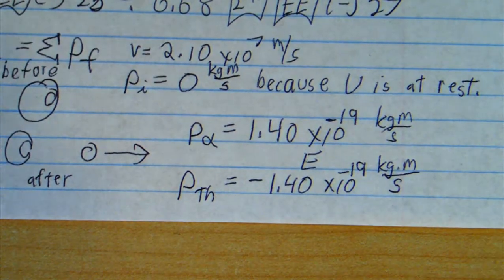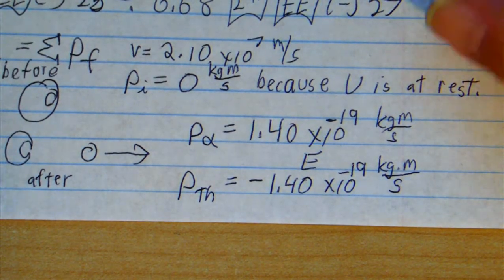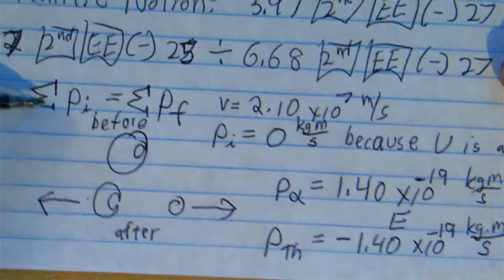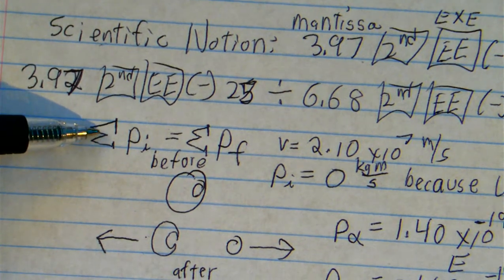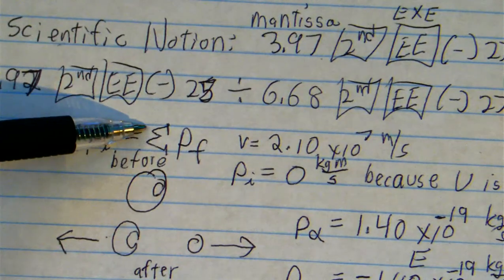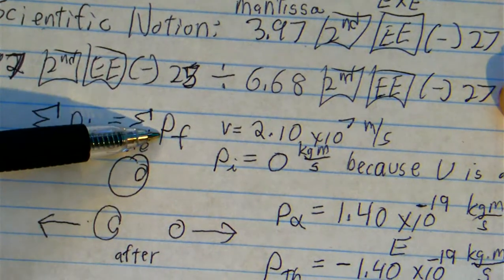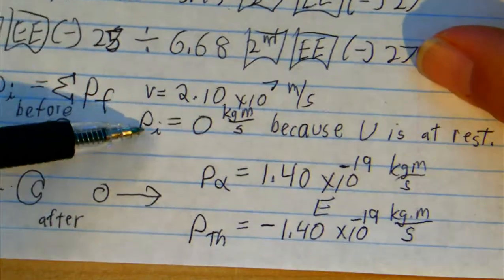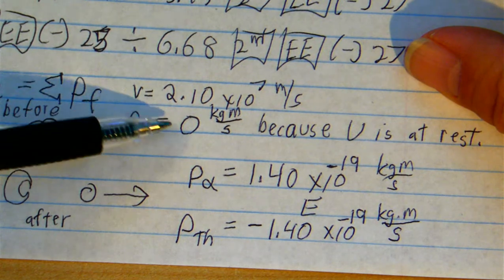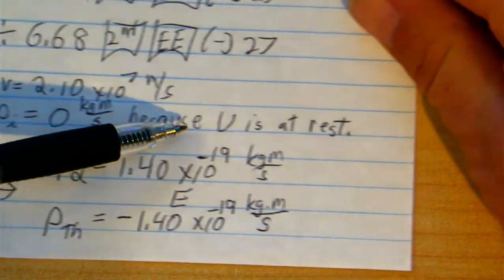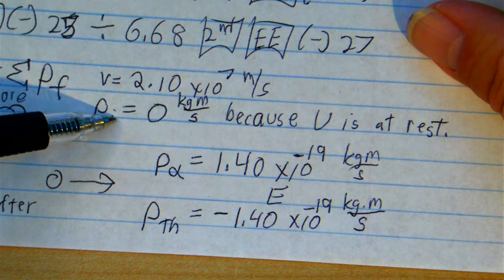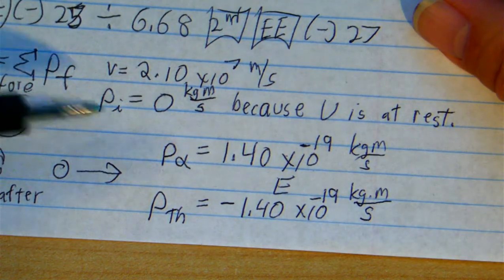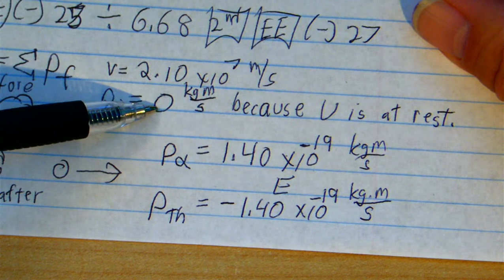The whole idea is that we're using conservation of momentum to finally solve problem 6. It says the sum of all the momenta before they explode is equal to the sum of all the momenta after they explode. Before they explode, the initial momentum was 0 because the uranium is at rest. So therefore, after they explode, the total must still add up to 0.